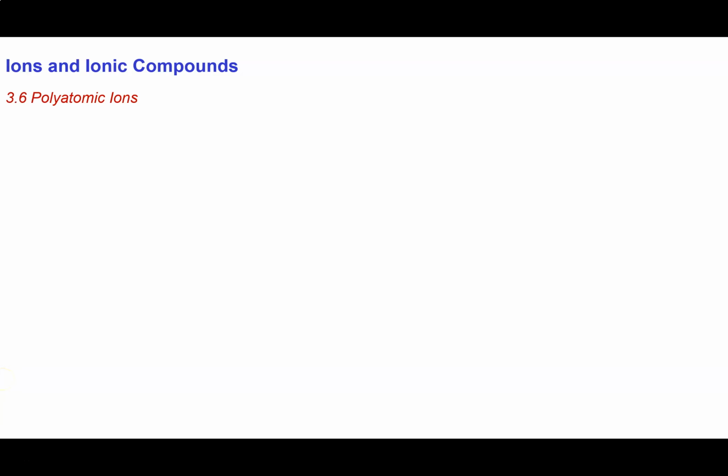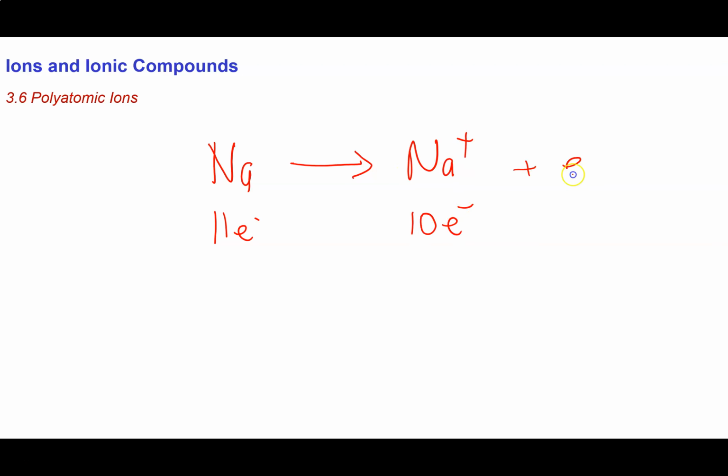We've seen previously that when a single atom loses or gains one or more electrons, it can form an ion. A good example of this would be a metal like sodium that has 11 electrons, losing one electron and forming an ion that has 10 electrons, and 10 electrons gives it an electron configuration just like neon.